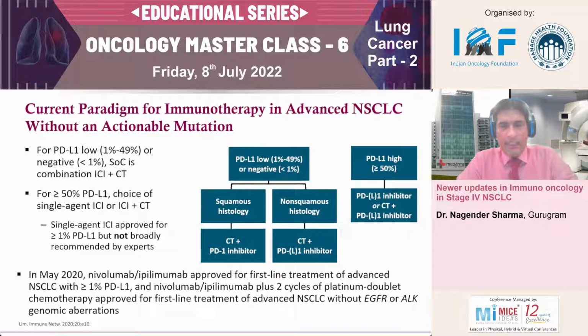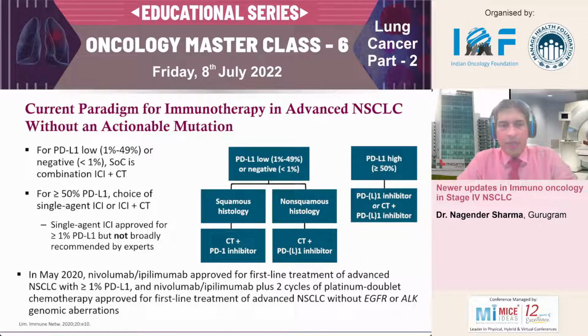For those patients who have low PD-L1, that is less than 1% or 1 to 49%, if they have squamous histology, we can go for chemotherapy plus a PD-1 inhibitor. For those patients who do not have squamous histology, that means non-squamous histology, we can go for chemotherapy plus PD-1 inhibitors. And for PD-L1 high, greater than or equal to 50%, we will use a PD-1 inhibitor alone or chemotherapy plus a PD-1 inhibitor.